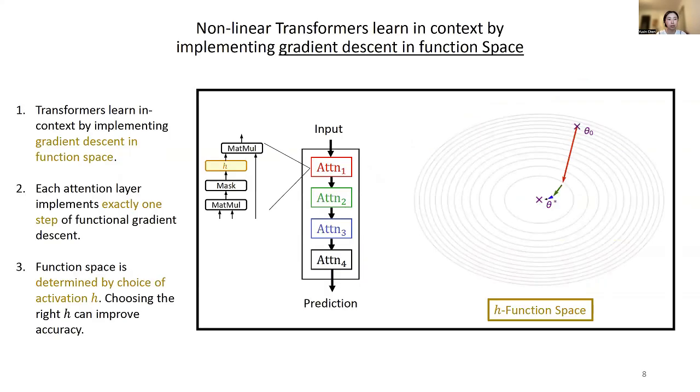The central message of our paper is that the transformer with nonlinear attention activation H implements gradient descent in function space. This is what enables the transformer to learn nonlinear functions in context. Specifically, each attention layer implements one step of functional gradient descent. Each different choice of H gives rise to a different function space, and therefore a different gradient descent algorithm. The right choice of H can significantly improve transformer accuracy.